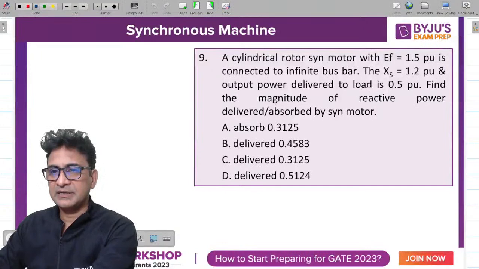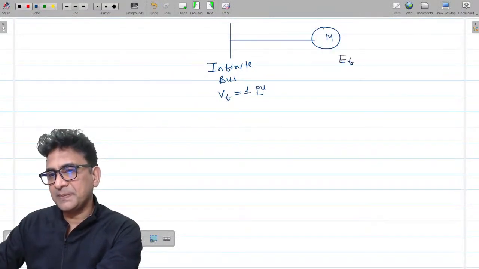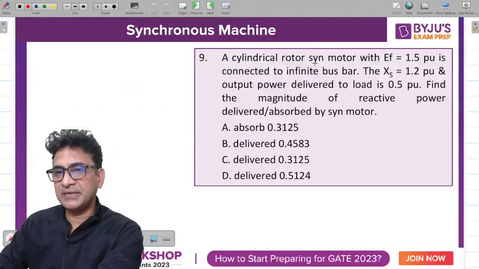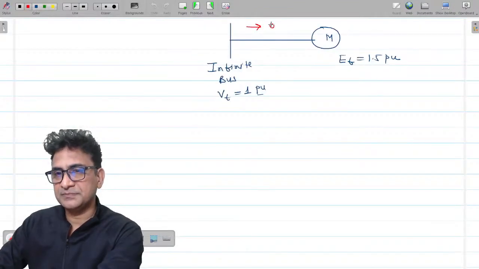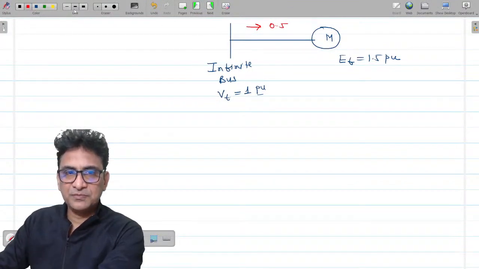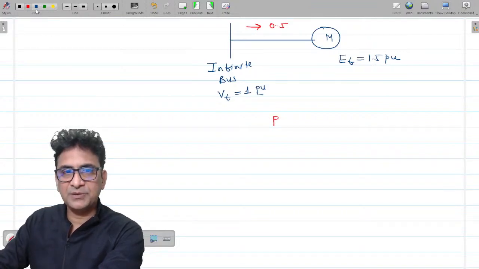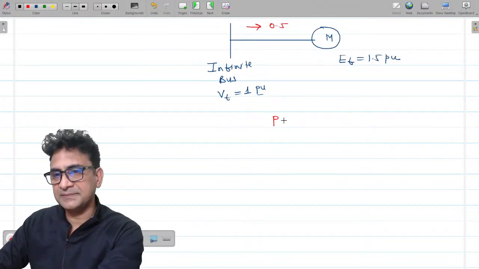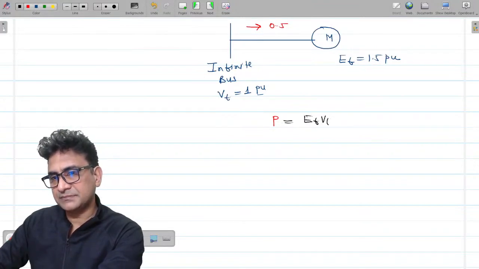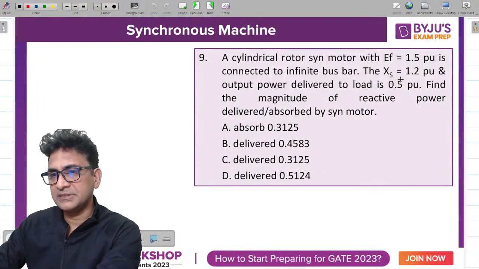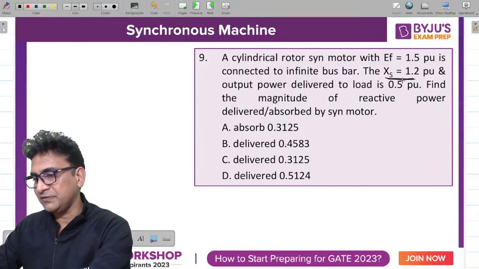Motor is connected. The excitation EMF of the motor, EF, in terms of pu is 1.5 pu, and it is taking active power, because a motor will always take active power, equivalent to 0.5 pu. So for both motor and generator, the active power equation, if you neglect the resistance, is P equals EF Vt divided by XS into sin delta. This equation is valid if armature resistance is neglected, because in this question R is not given. That means you have to neglect the value of Ra.